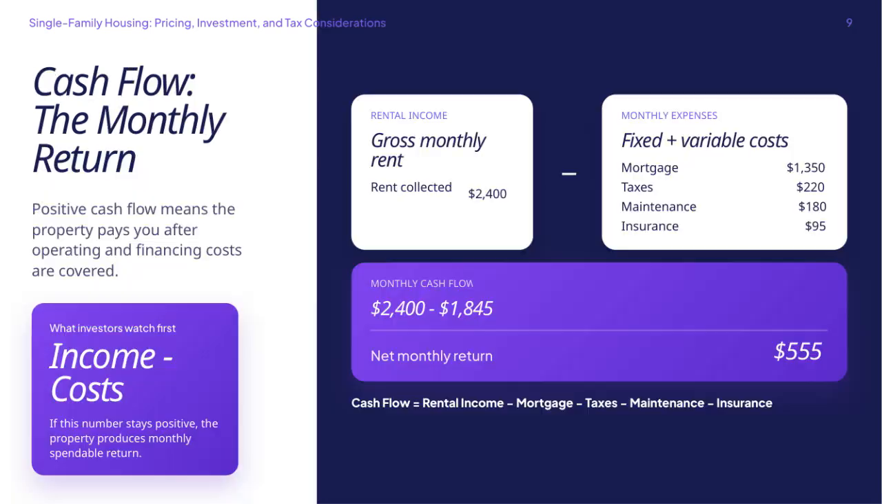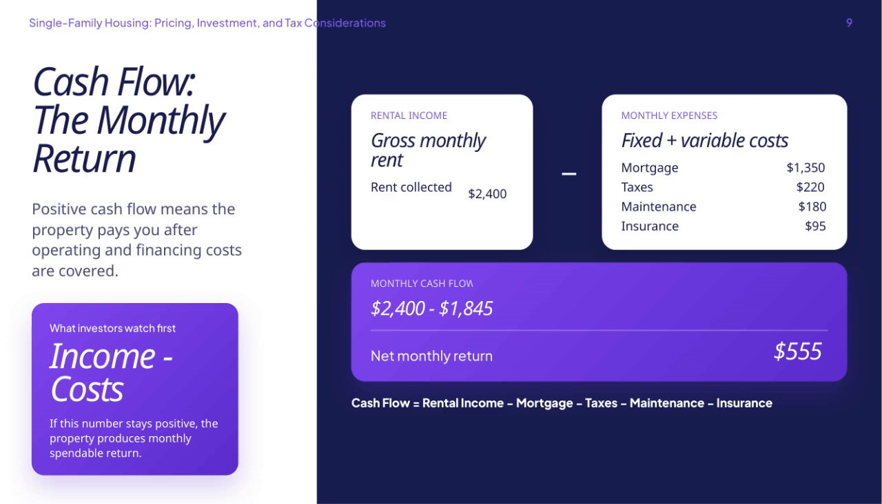Here we focus on cash flow, which is essentially the monthly return you get from a rental property. Positive cash flow means that after covering all your operating and financing costs, the property still pays you. It's the difference between the income you receive and the costs you incur. For example, rent is your gross monthly income. Say you collect $2,400 in rent. From that, you subtract your monthly expenses, mortgage payments, taxes, maintenance, and insurance.